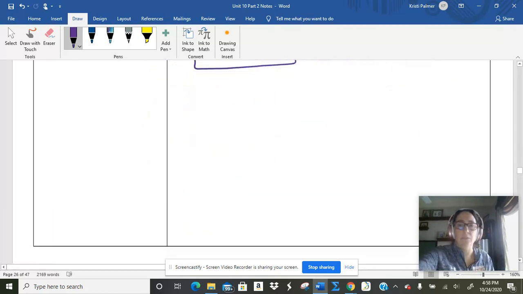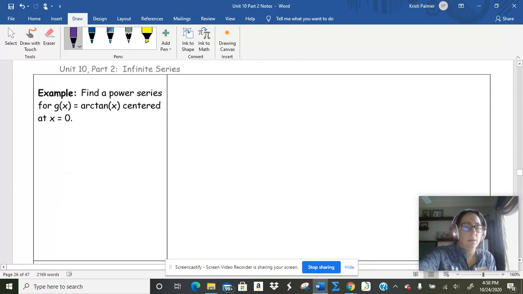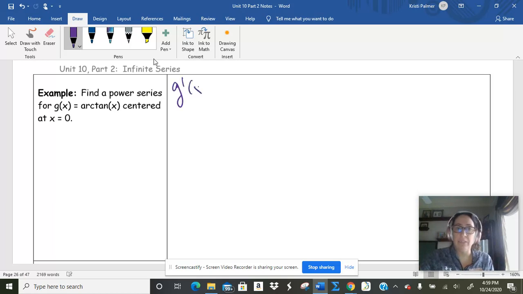Okay, let's go to our next one. This one wants a power series for arctan of x. Oh, arctan's crazy. I don't want to take all those derivatives. But I do know something about arctan though. I know the derivative of arctan is 1 over 1 plus x squared. Oh, and that makes me feel so much better about what we're doing. So this is the little arctan trick.